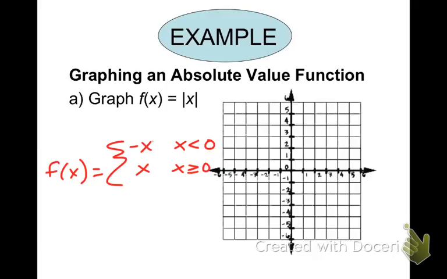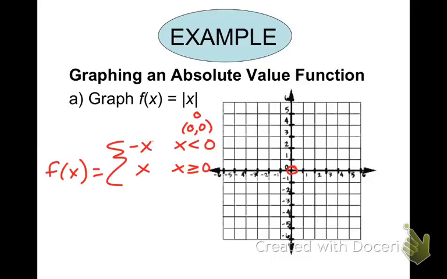Where am I going to start? 0. What ordered pair do I get when I plug in 0? 0, 0. Is that going to be an open or a closed dot? Open for now. So I'm going to go over and make an open dot at 0, 0. But we know it's going to get filled in eventually.